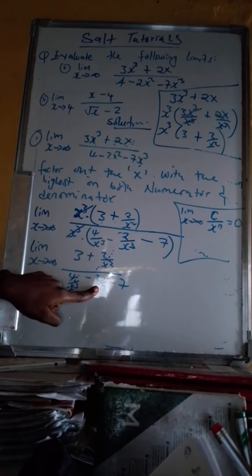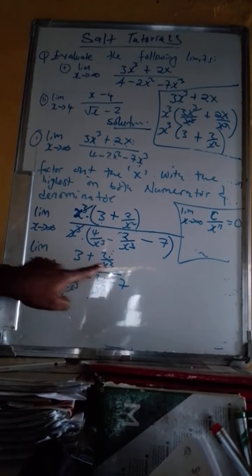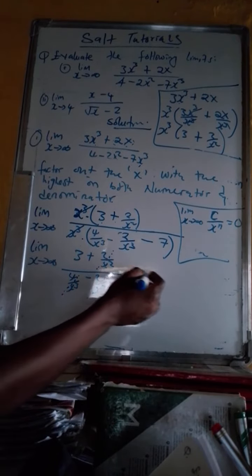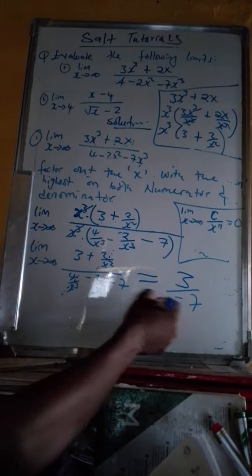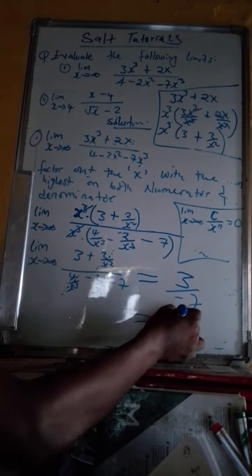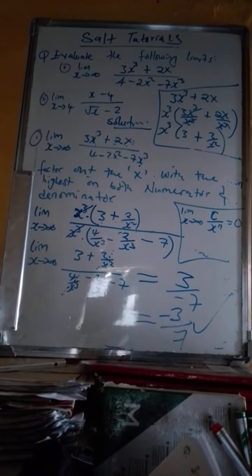So what am I going to have? It is 0 minus 7 here, which is negative 7, 3 plus 0, which is a 3. Automatically this is going to be equal to 3 over negative 7, which is the same as saying negative 3 over 7. This is the limit which we are looking for. As simple as that.